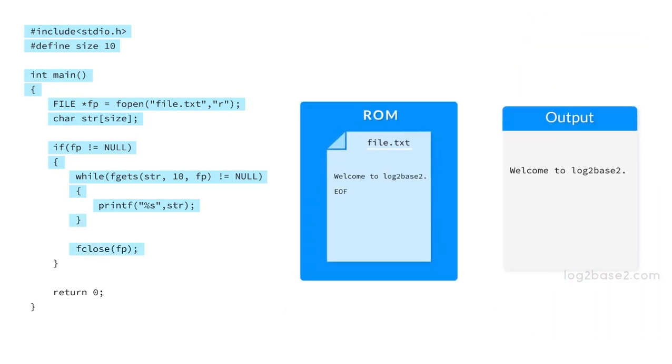So these were some basic file operations. We learned how to open a file. We can use the fopen function for that. Then we can read character by character using fgetc, and to read a string we have fgets, and finally to close a file we have the function fclose.